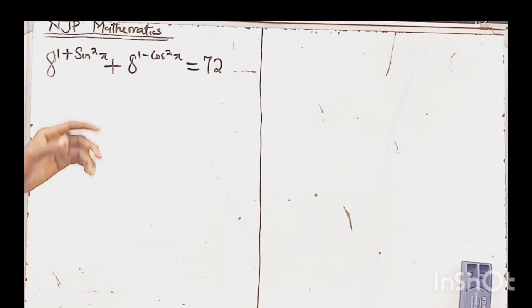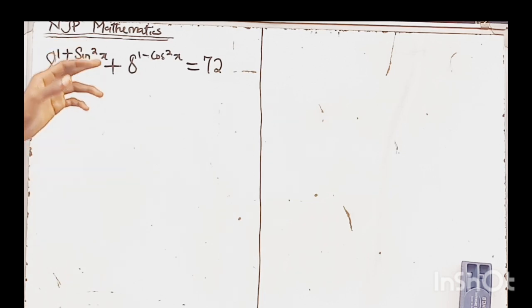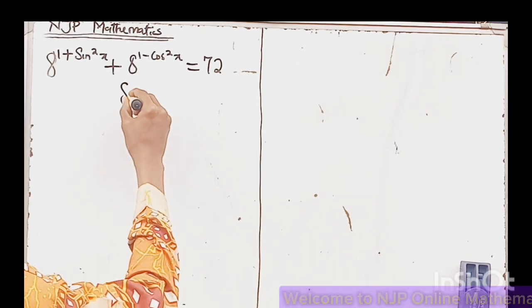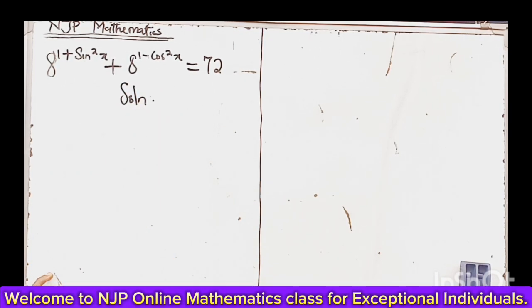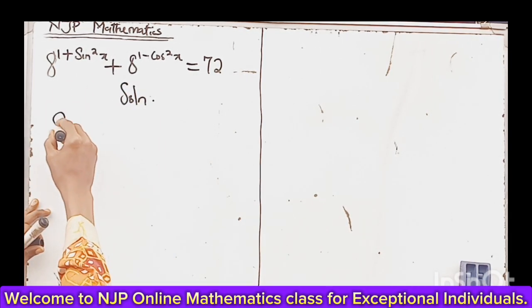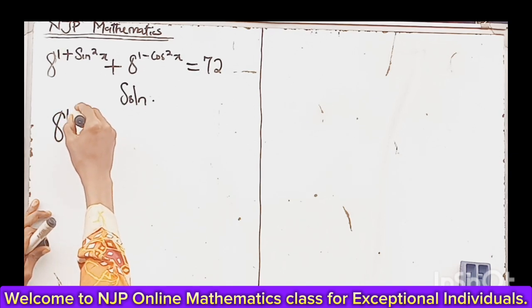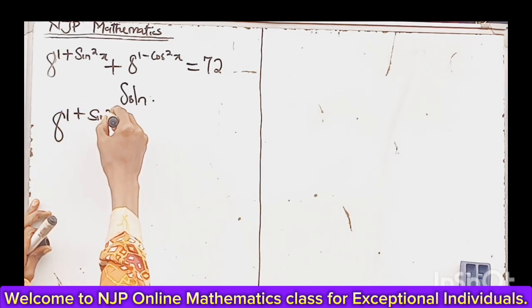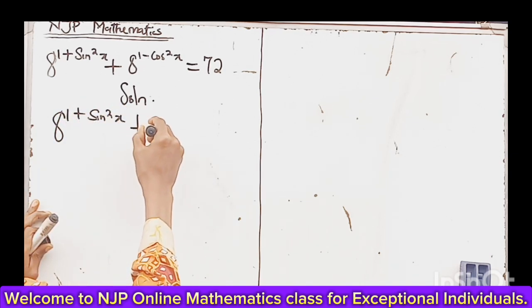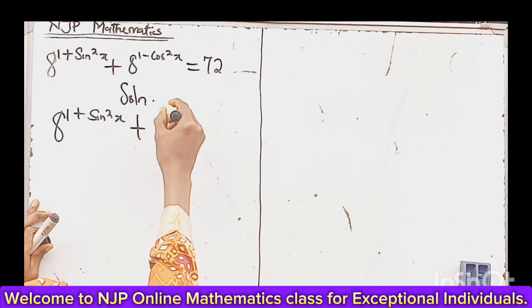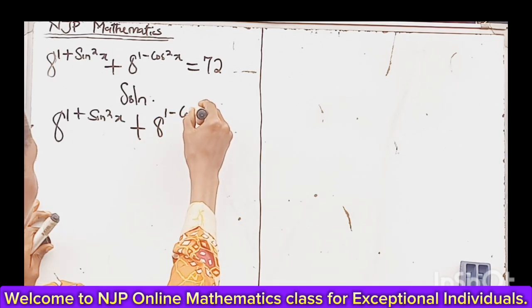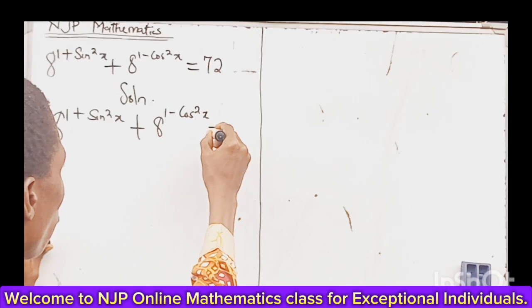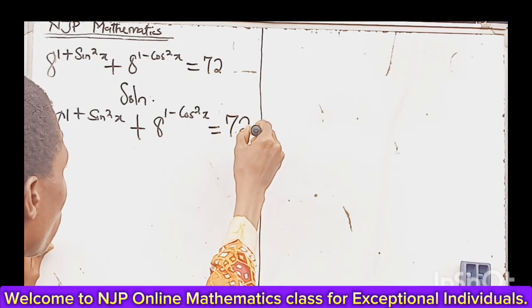We can see that it has a trigonometric function, sine and cos. And from there, we know the relation. First of all, let's give the solution of this problem. So, we are given 8 raised to the power of 1 plus sine square x plus 8 raised to the power of 1 minus cos square x equals 72.